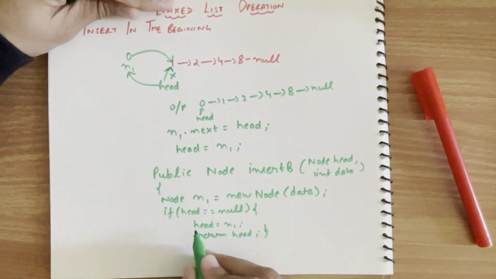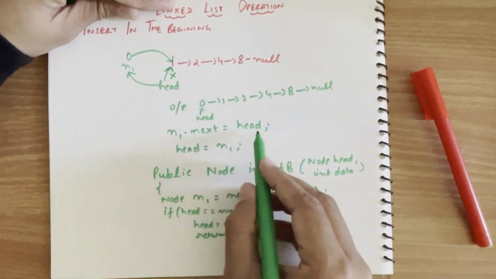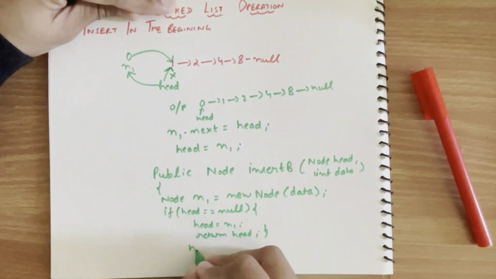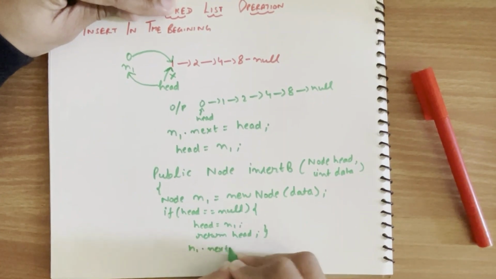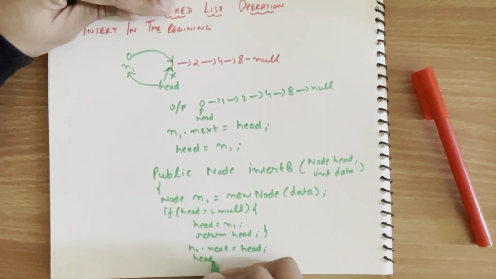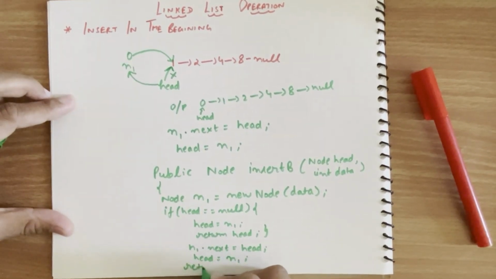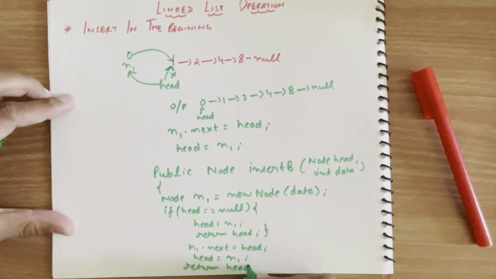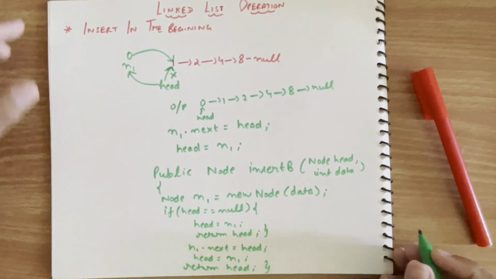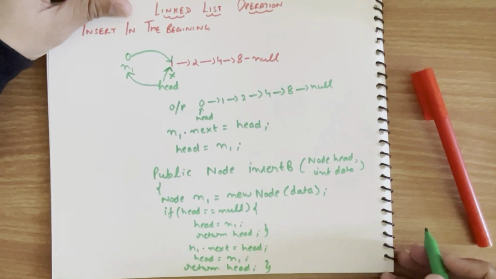Now after this, if this condition is not true, that is our input linked list is not empty, then we will be performing this operation only, that is n1.next is equal to head, and head is equal to n1, and simply returning our new head. So basically this is how we can create a program to insert a new node in the beginning of the linked list.